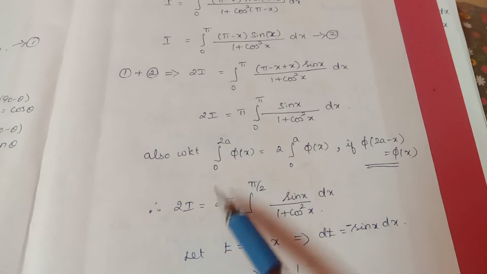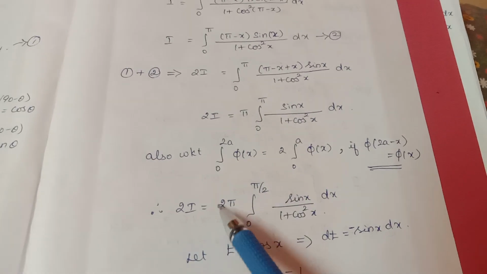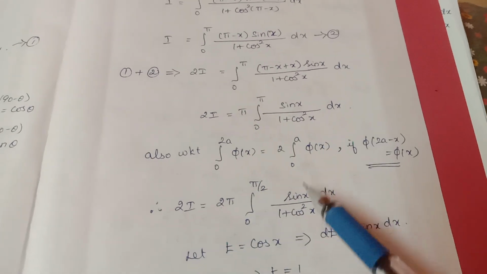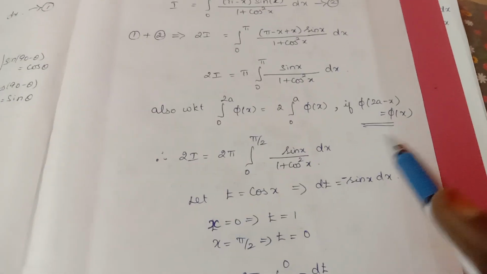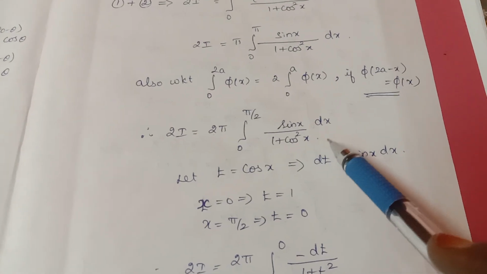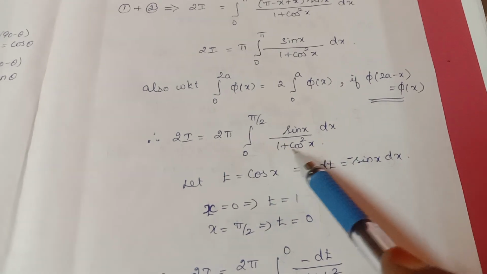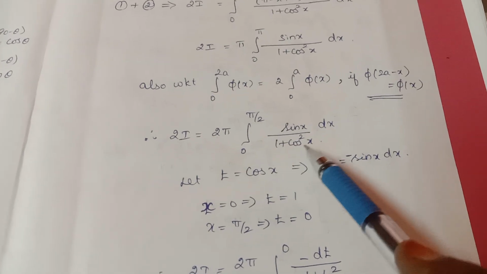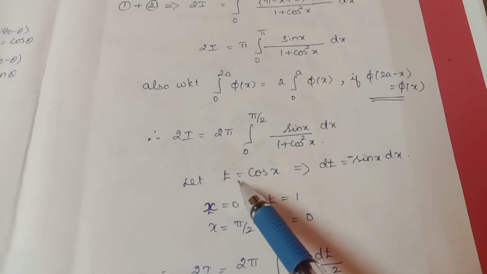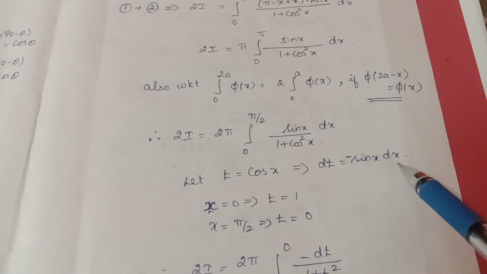So 2I equals, here instead of limit 0 to pi I am changing it to 2 times integral 0 to pi by 2 of sin x by 1 plus cos square x. Now for doing this integration I am going to make use of the substitution method. Here I have 1 plus cos square. So let me take t equals cos x. Then dt equals minus sin x dx, isn't it?